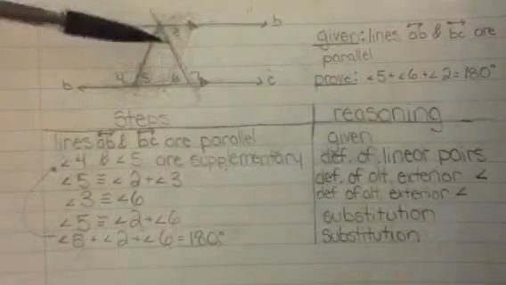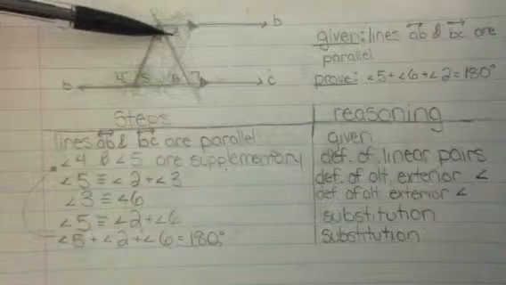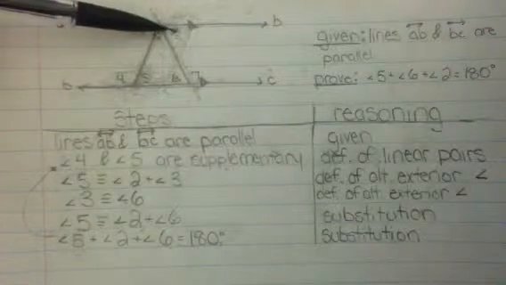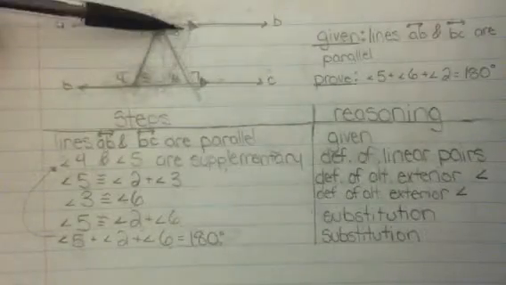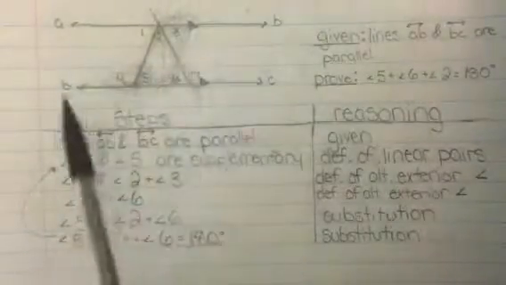Also by the definition of alternate exterior angles, we can conclude that the measure of angle 3 and the measure of angle 6 are congruent. We know this because they are on opposite sides of the transversal but still stay within the boundaries of the parallel lines.